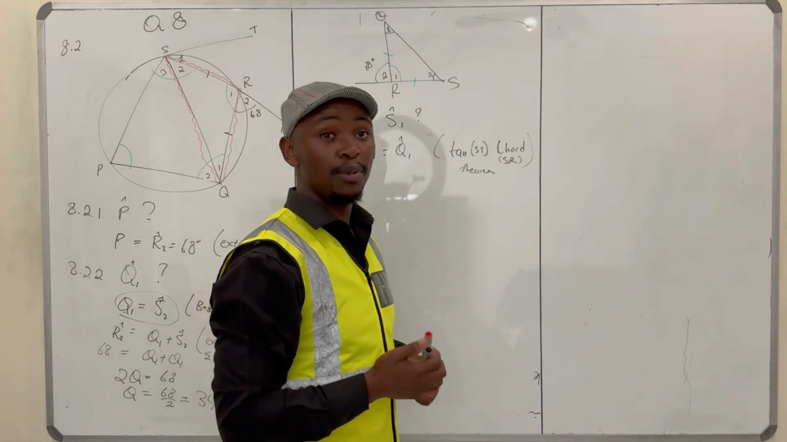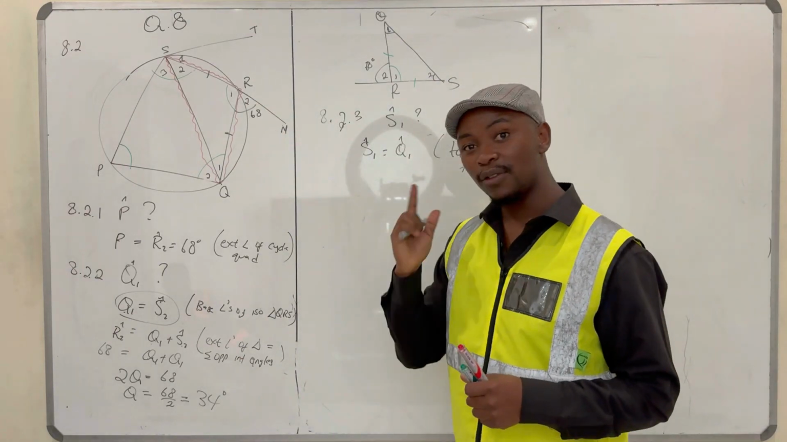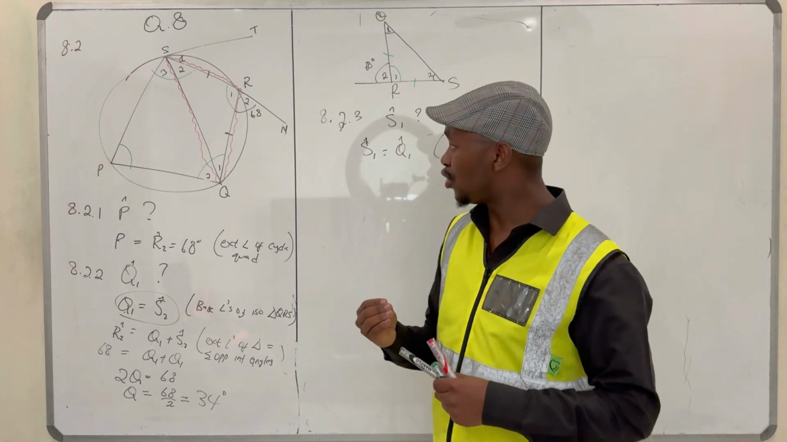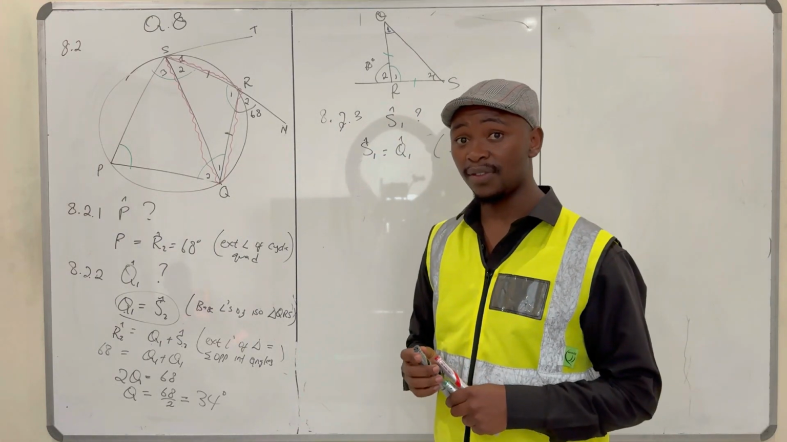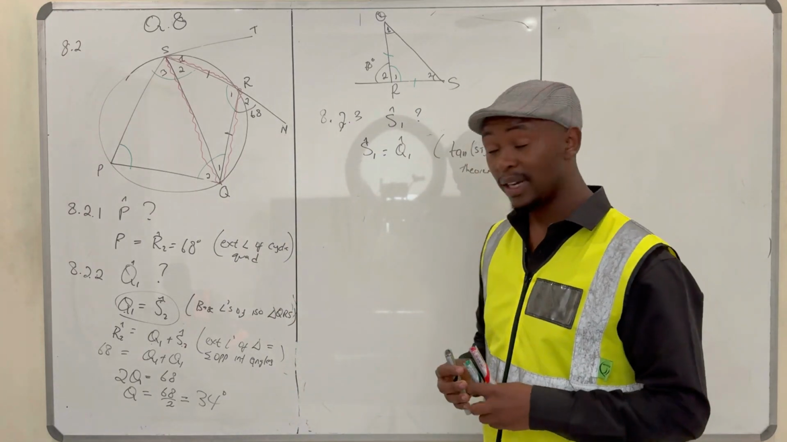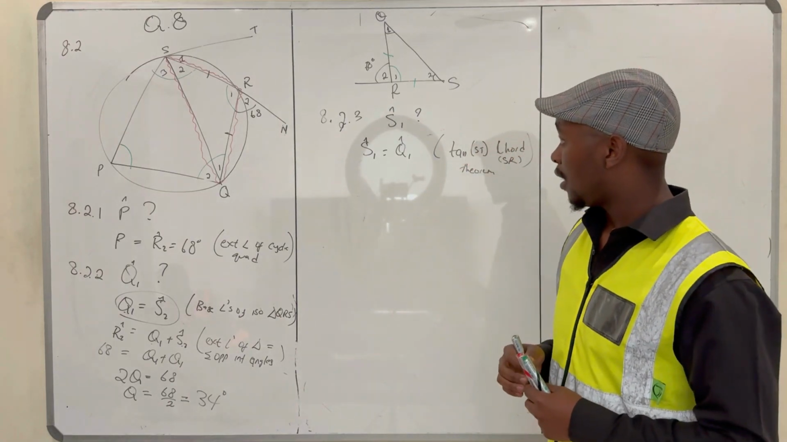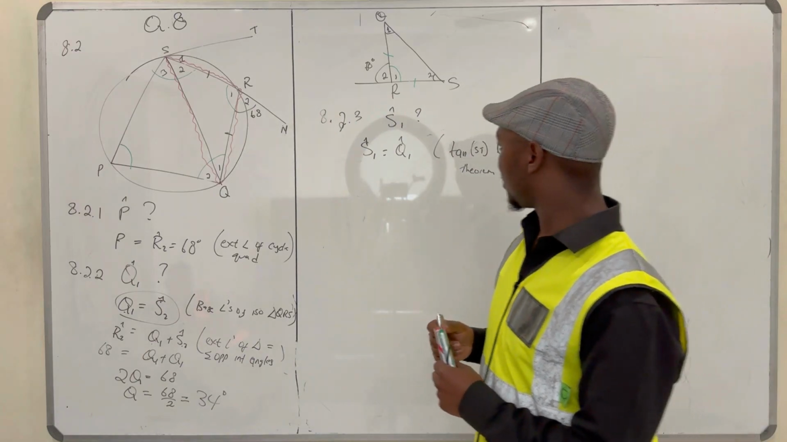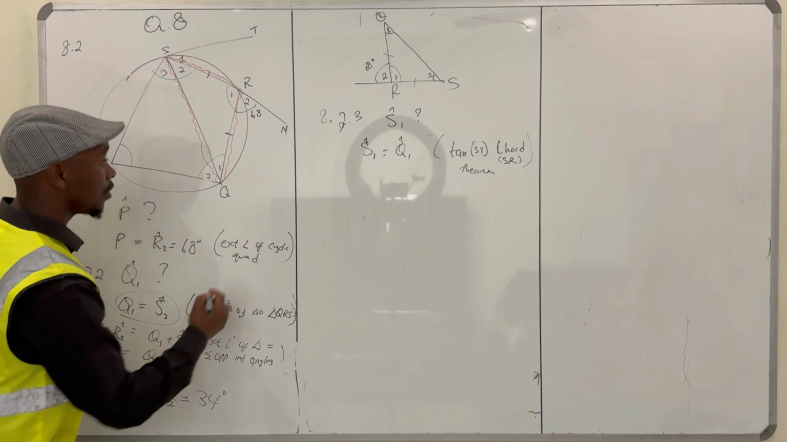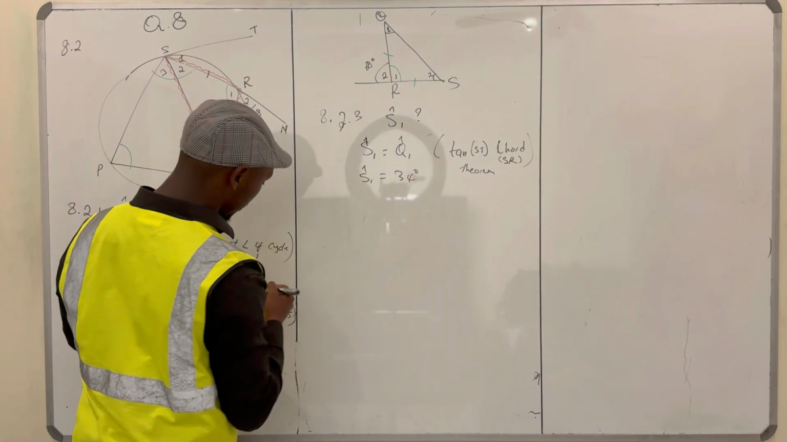It is very important to note which chord or which tangent you're referring to. In this case, we only have one tangent, but we have many chords. So in order for us to know that you know what you're talking about, please name the chord. It doesn't mean you'll get it wrong if you don't, but I might doubt that you know the chord you're referring to. Now, what is the value of Q1? We've just calculated Q1 here. So S1 is the same as Q1, which is 34 degrees.